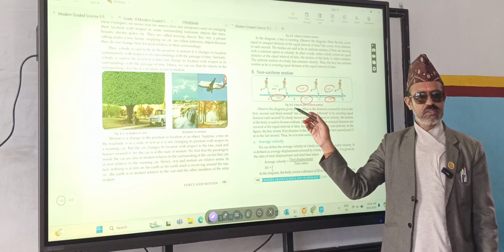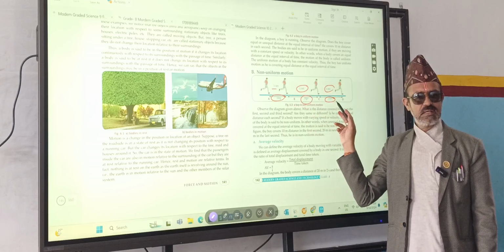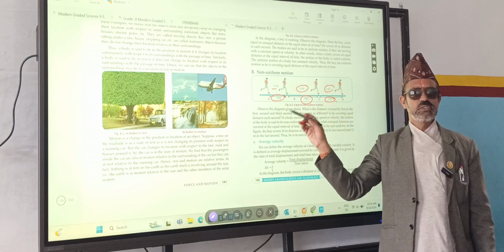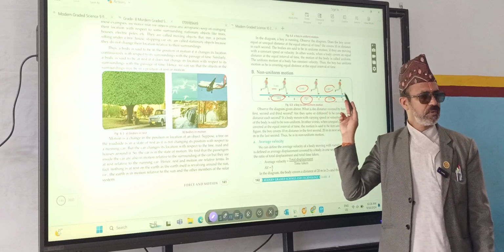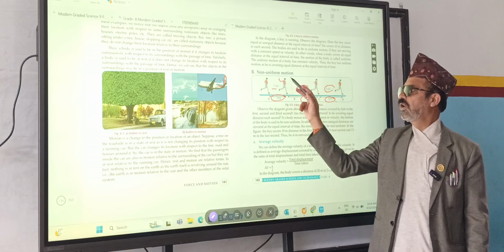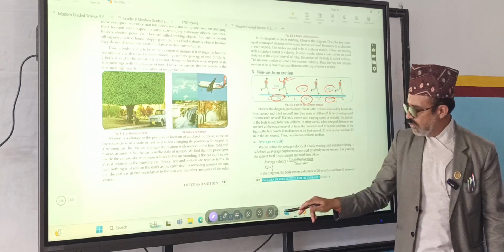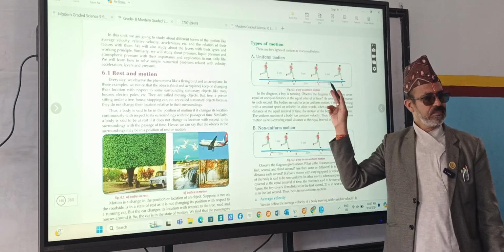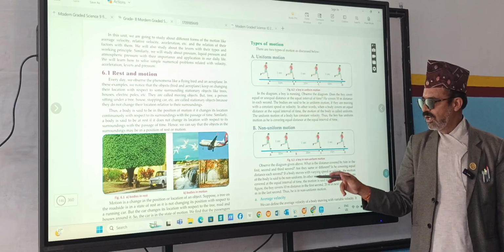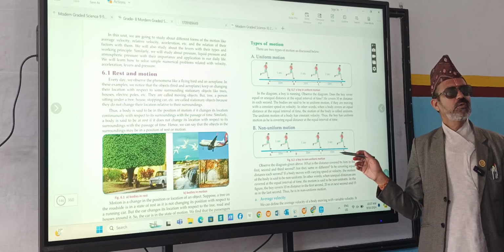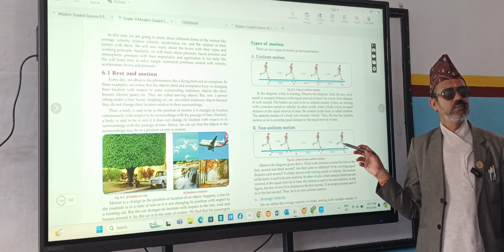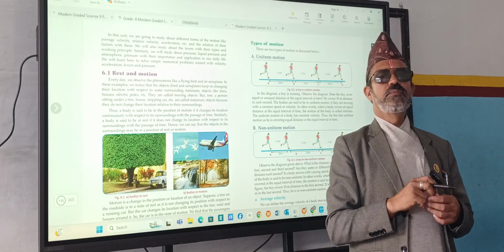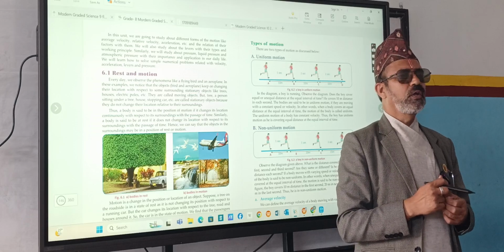If a body travels unequal distance in equal interval of time, then what is it called? Non-uniform motion. So, what is the difference here? Equal distance in equal interval of time in uniform motion, unequal distance in equal interval of time in non-uniform motion. When you go from your home to school, what type of motion do you have? Uniform motion or non-uniform motion?